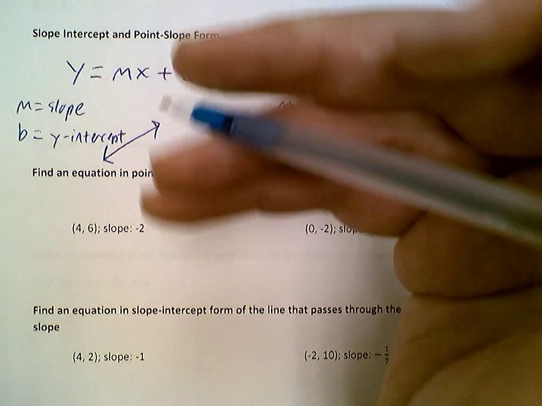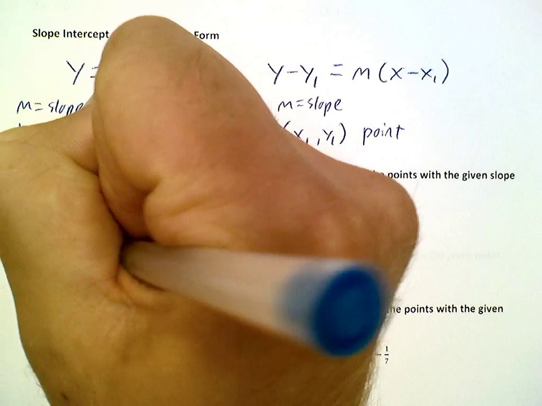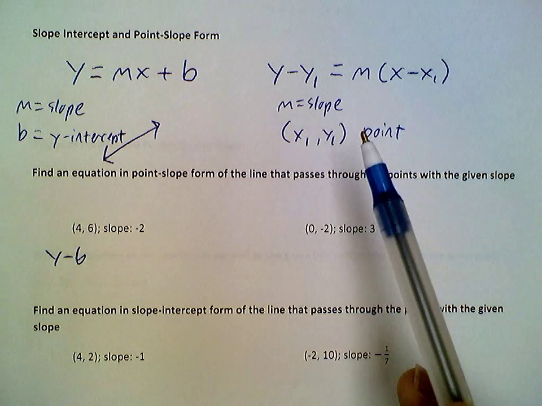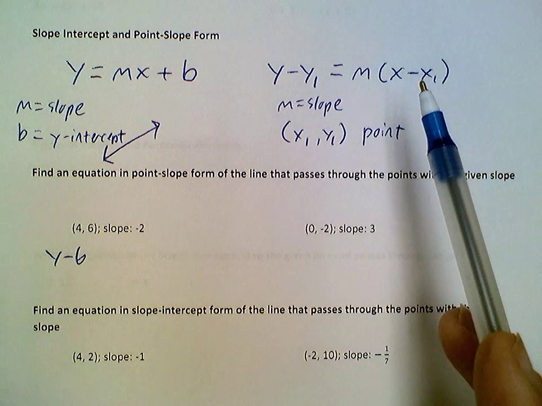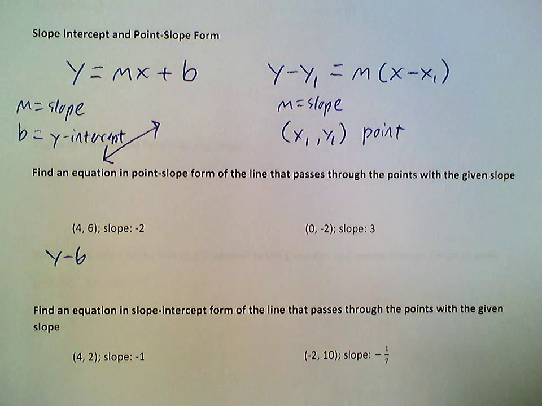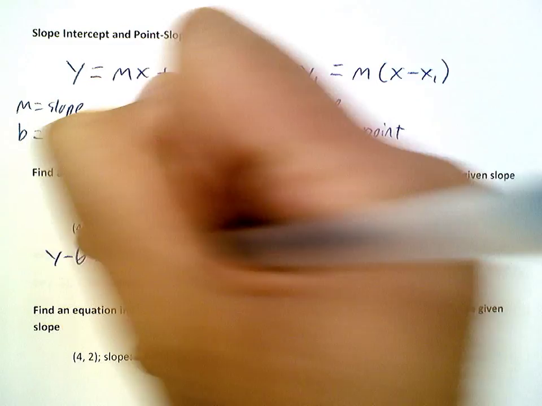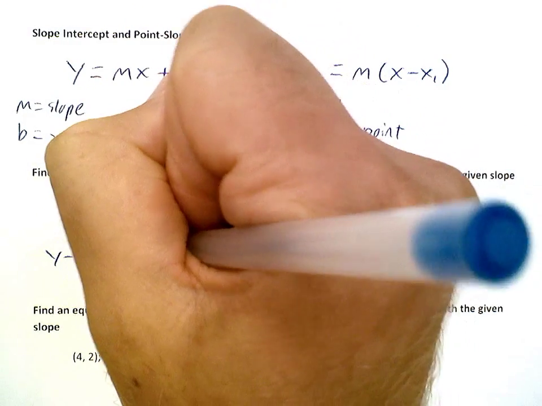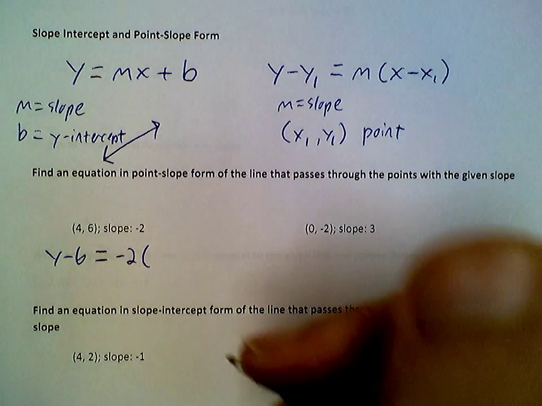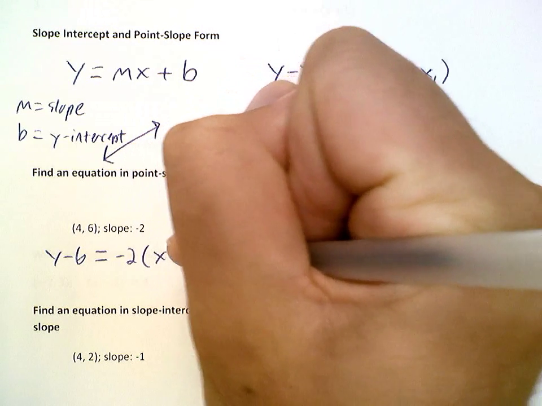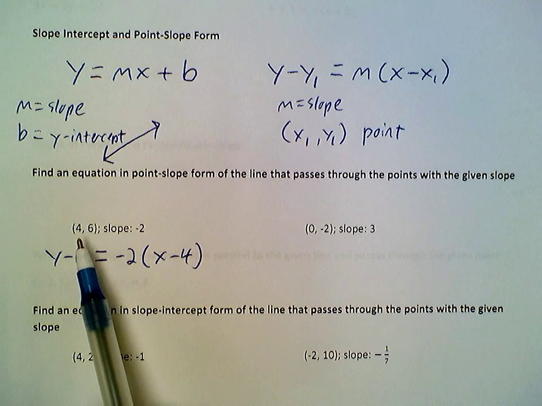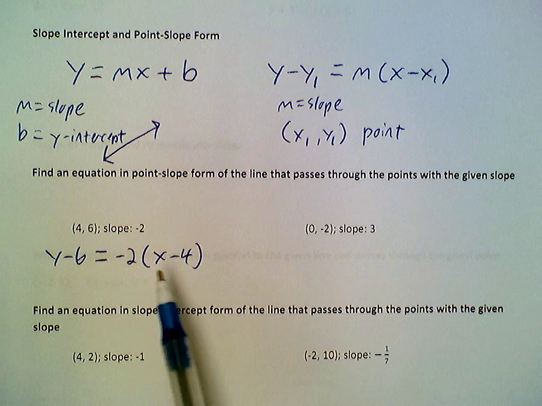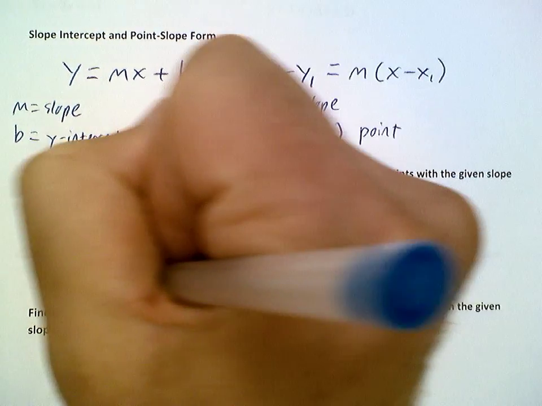I'm just going to write y minus 6. 4 is going to be my x point I passed through, or x1, and -2 is going to be my slope. So I'm going to write y minus 6 equals, with m on the outside of the parentheses, so that's -2. And then inside the parentheses is just going to be x minus 4, or x minus x1. And that's it. That's in point-slope form right now. Y minus 6 equals -2 times x minus 4.